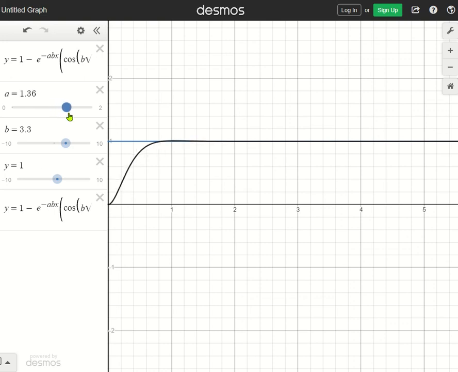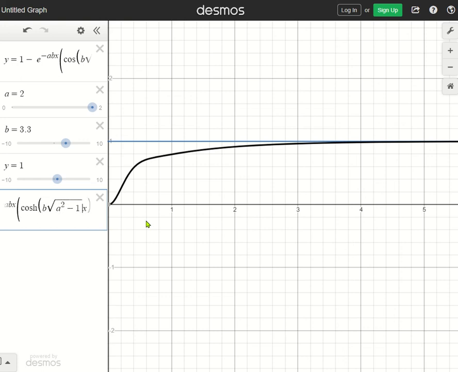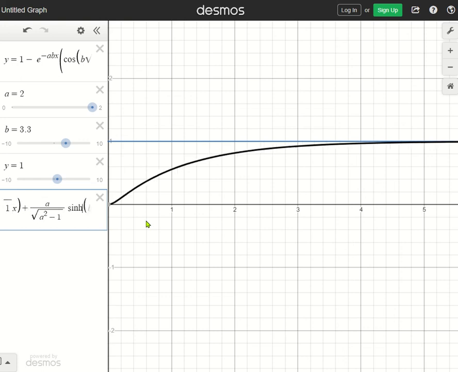So if we increase further, oh wait, there's something. Okay. This should be hyperbolic now. So h. I forgot to put the hyperbolic function. H. Okay, that's it.